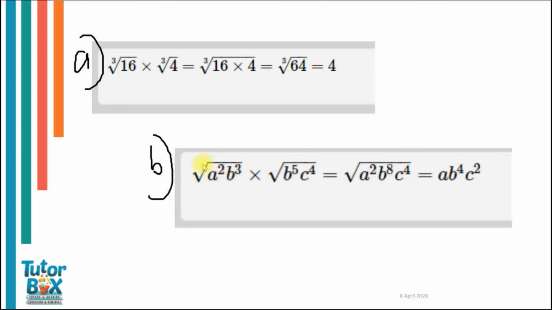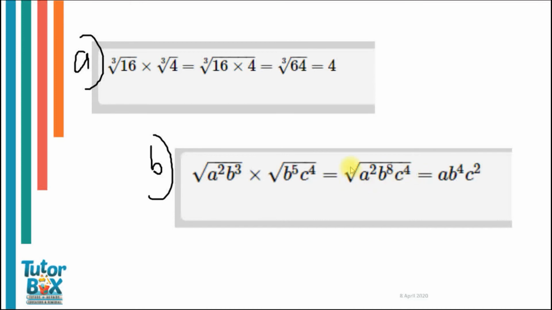So first we're just going to multiply this inside here. So A squared, there's my A squared, and then I have my B3 and my B times my B5. This will become B8 because remember, same base, you're going to add your exponents. Okay. And then for C, it's just 1 times C4, which is C4. And then you take the square root of that.